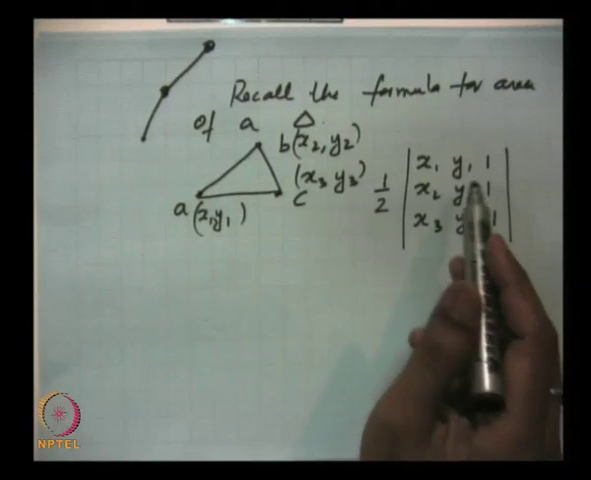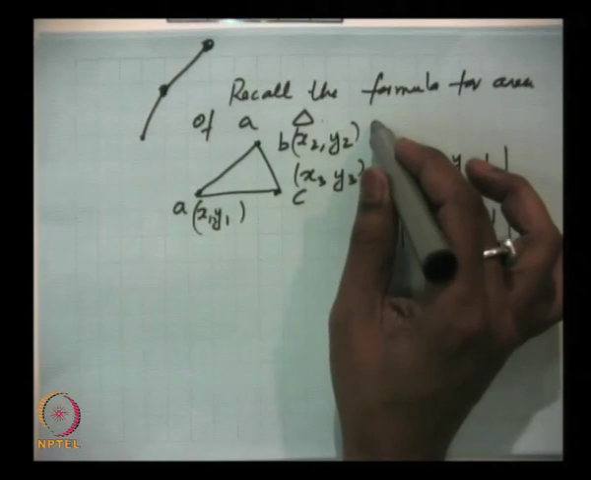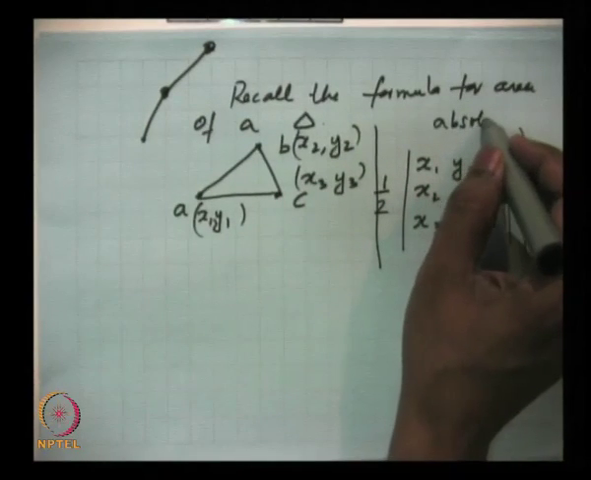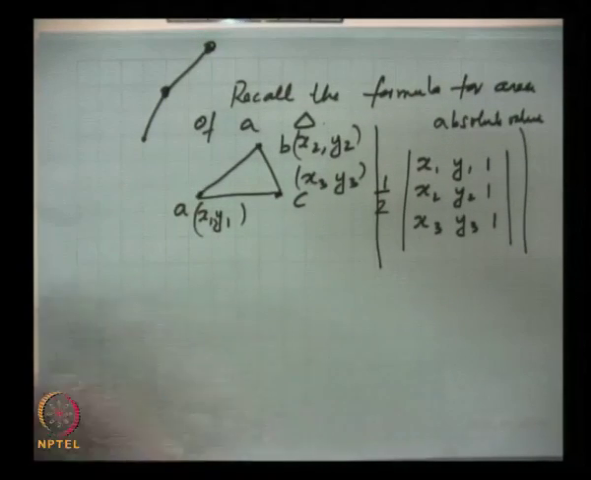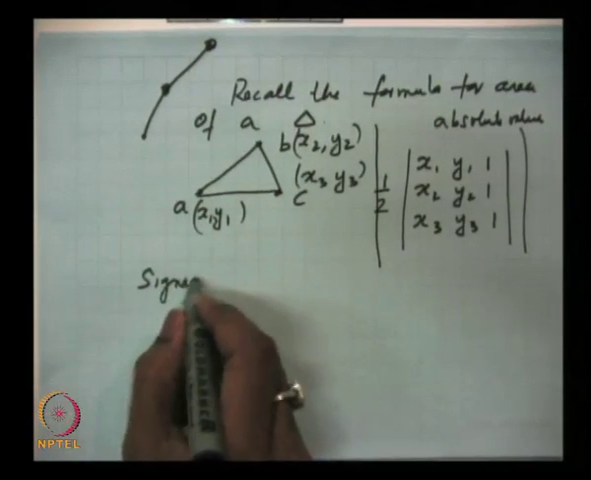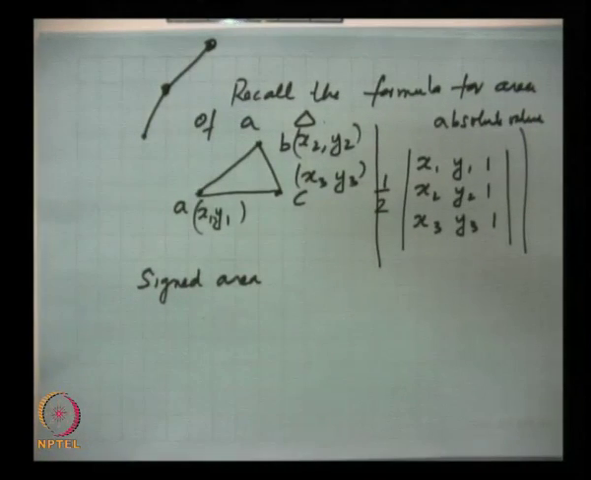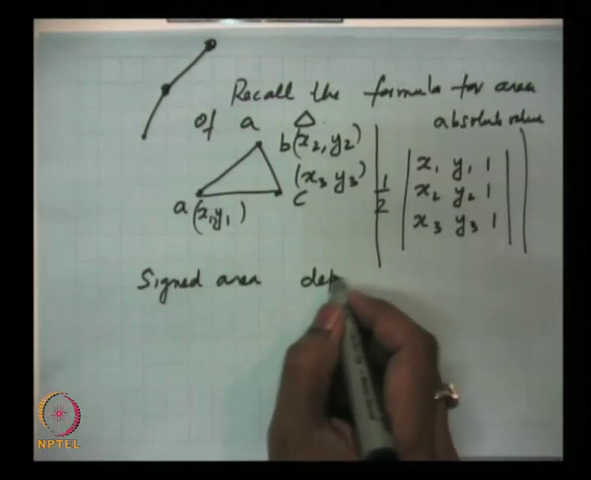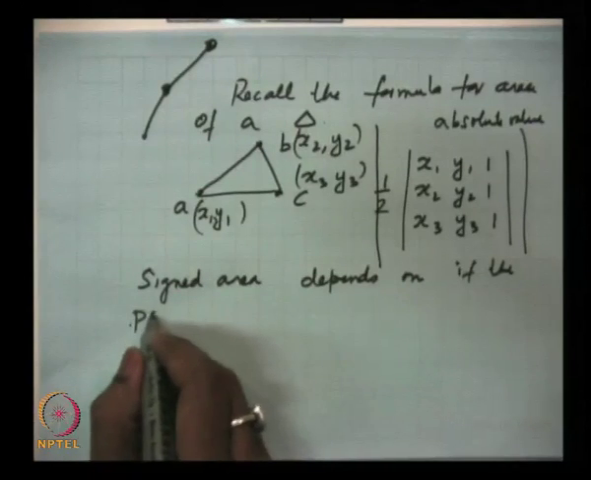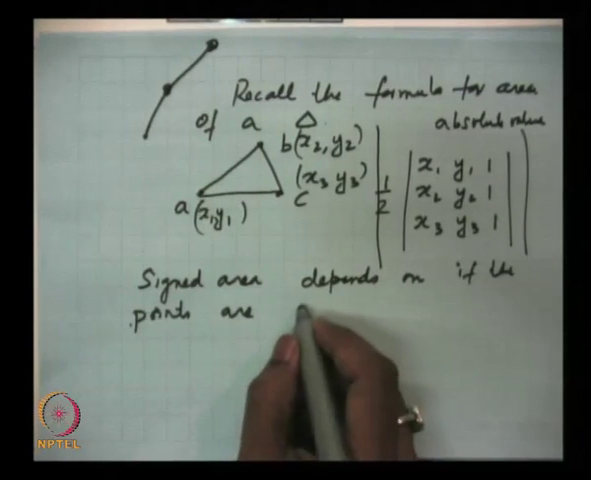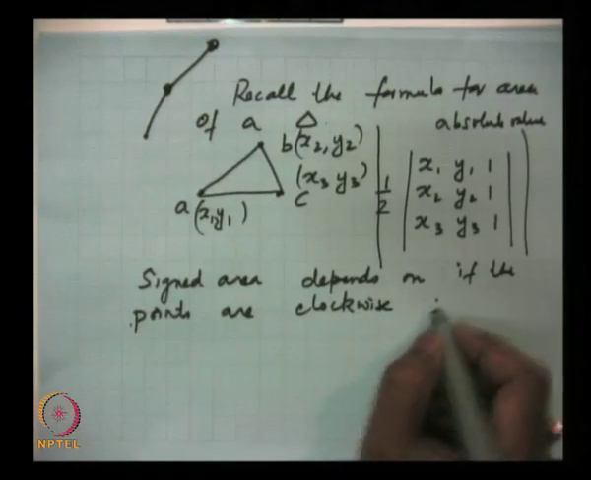So the area of this triangle, to be more precise, is actually the absolute value. But if you look at the signed area, that is, I don't take the absolute value, the signed area depends on if the points are clockwise. Great. So you remember a lot of your analytical geometry, clockwise and anticlockwise.